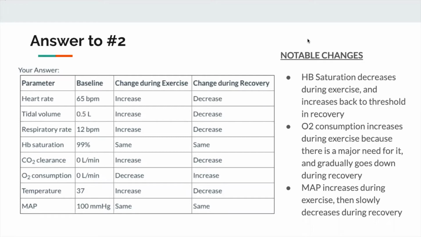The oxygen is another one I got wrong. I got mixed up between the two. So the baseline is 0 liters per minute, and it actually increases during exercise because there's a major need for it and gradually goes down during recovery.